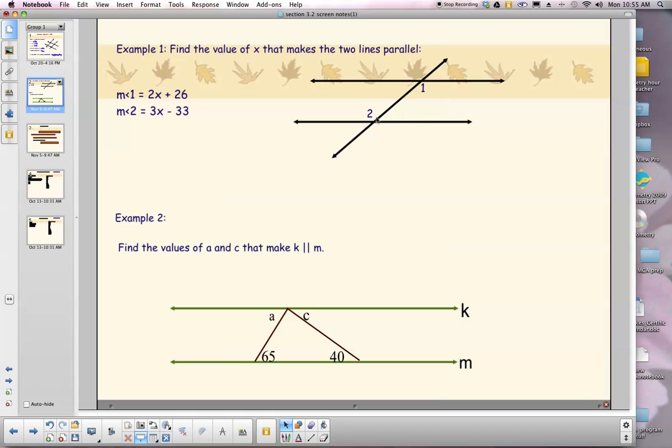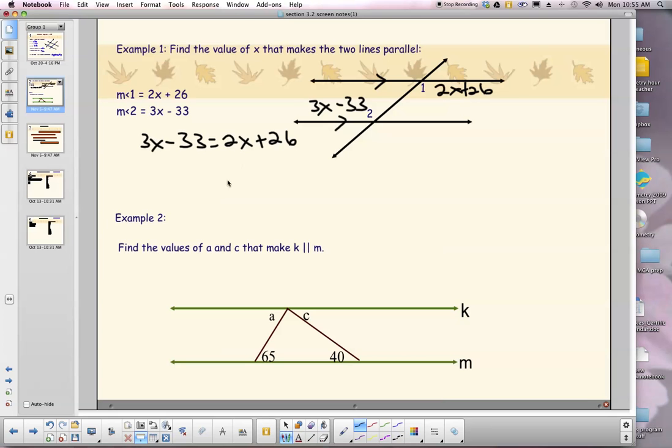So algebra obviously comes into play here often. So let's talk about lines being parallel. If your lines are parallel, remember that the symbol is you will see arrows on those lines like that. And in this case, it says that angle 1 is 2x plus 26, and angle 2 is 3x minus 33. If these lines are parallel, then 1 and 2 are alternate interior angles, which means that they're congruent. So you would set 3x minus 33 equal to 2x plus 26, and then you subtract 2x and get 1x, and then you would add the 33 over to the other side, and you would get 59. So x would be 59 in that case.